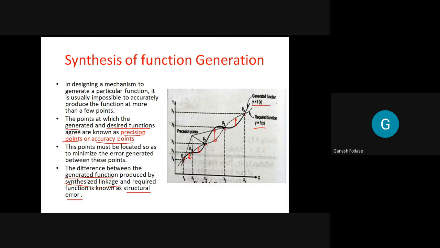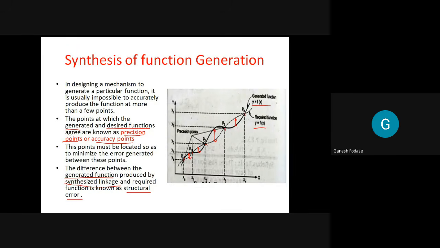Yes, sir. So what is a precision point, or as it is sometimes called, an accuracy point? The points at which the generated function and the required function are satisfied. Good. And if there is a difference between them, then it is called a structural error.